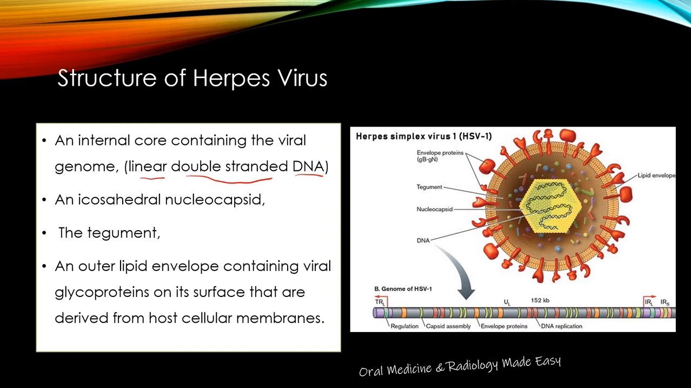Then it has an icosahedral nucleocapsid. Icosahedral nucleocapsid means it's a polyhedron, or a three-dimensional shape with 20 flat polygonal faces. Then the tegument, which is a hard covering, and an outer lipid envelope containing viral glycoproteins on its surface, which are derived from the host cellular membranes.